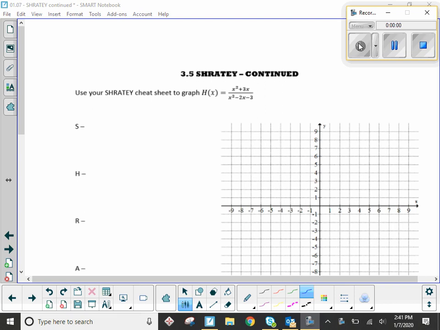Pick up 2 sheets. This one is the notes for the day, the practice problem. This one is what I'm going to be calling your SHRATEY cheat sheet. And you'll be able to use this on your quizzes and tests. I'll actually have a class copy. You won't be able to use your own copy, but you'll still have a copy of it.